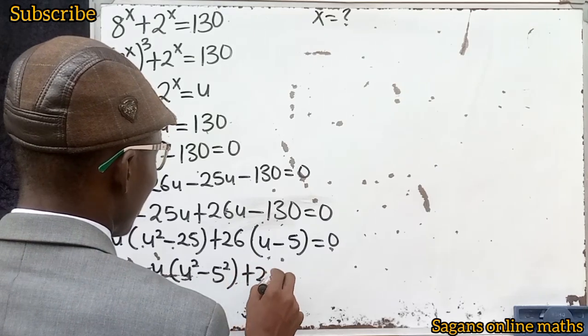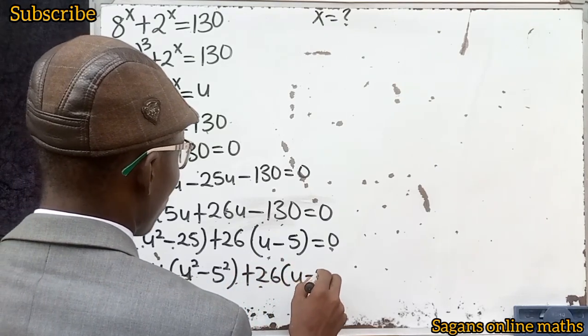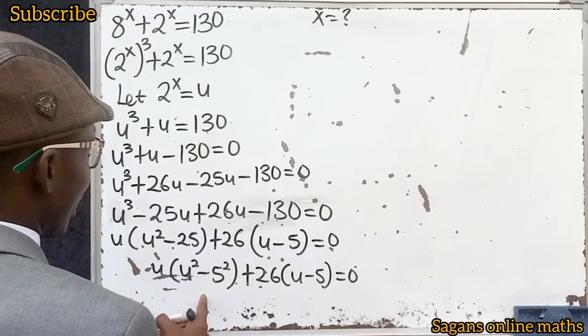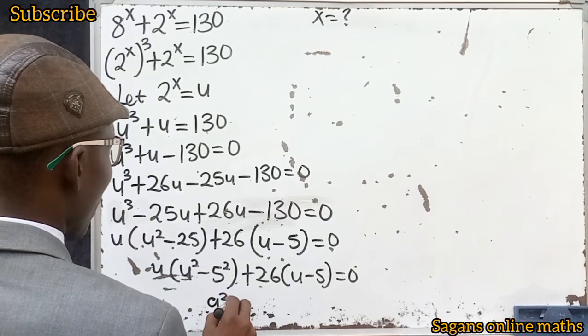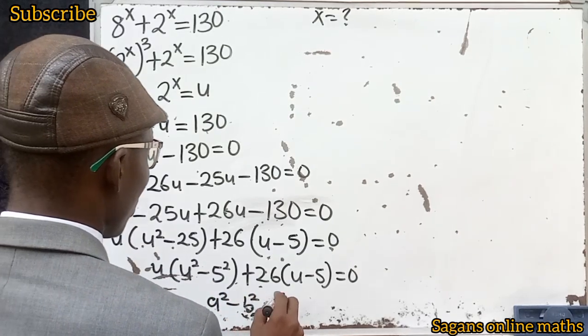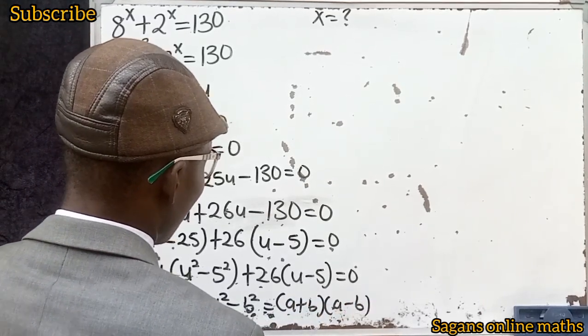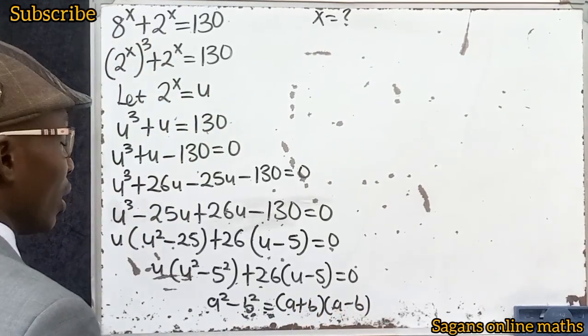Then plus 26 into u minus 5 equals 0. Now this is a difference of two squares, right? So if you have a to the power of 2 minus b to the power of 2, it equals a plus b into a minus b, because by definition of the difference of two squares, this is the answer.